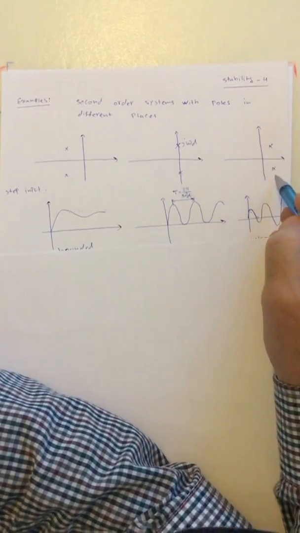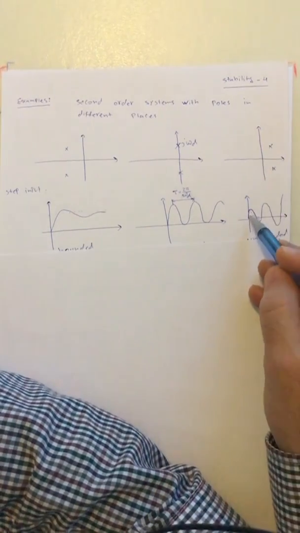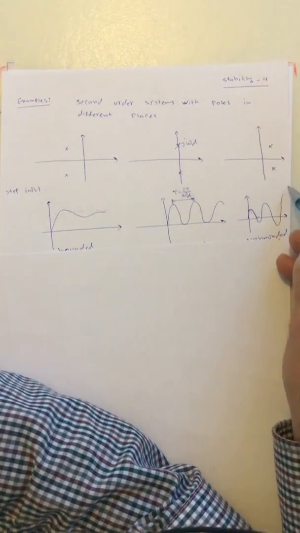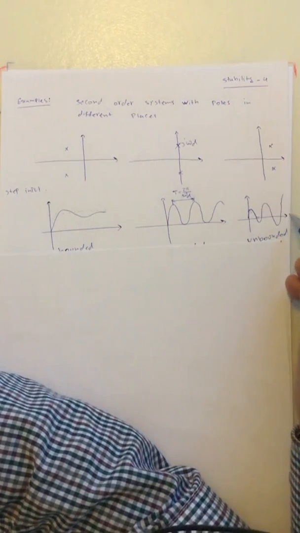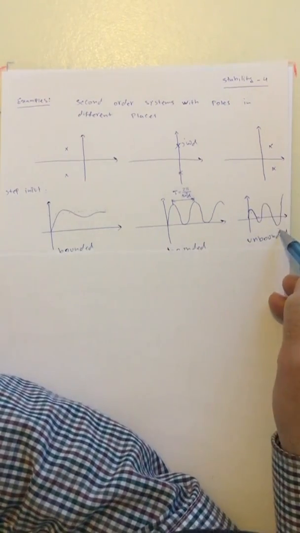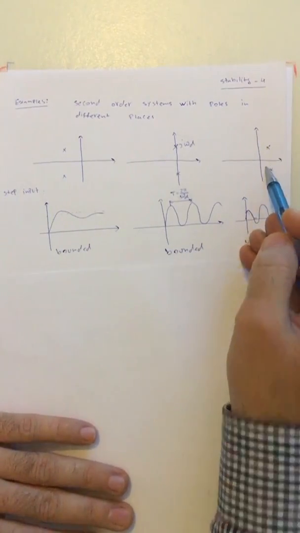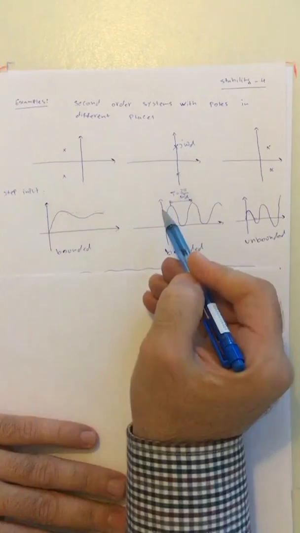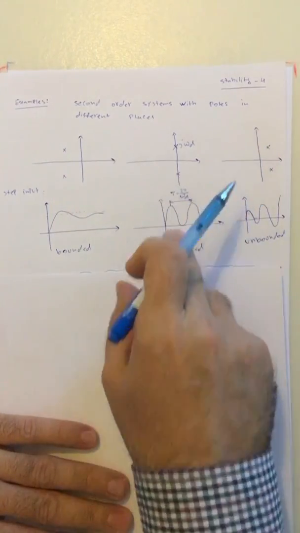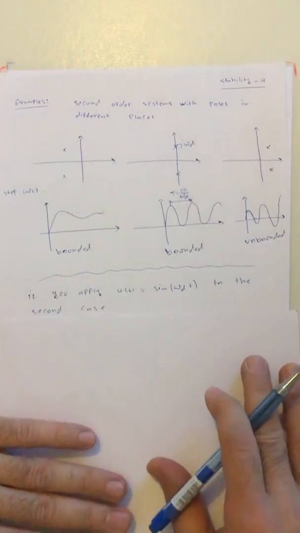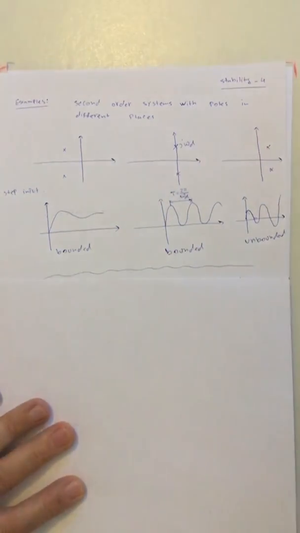And if the poles are in the right side, what you get for the step response is a diverging sine wave which is exploding. So because of that, it is not bounded. So in this case, the step response is not bounded, but in these two cases, the step response is bounded. But if we focus on the second case, the middle case, I'm going to show you why we call this system unstable from the BIBO point of view.